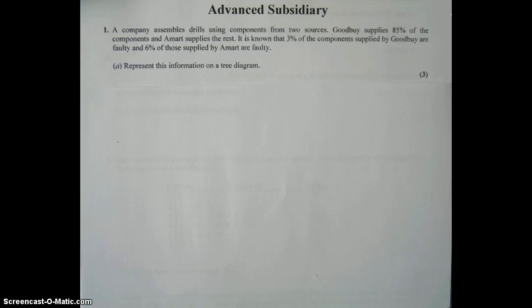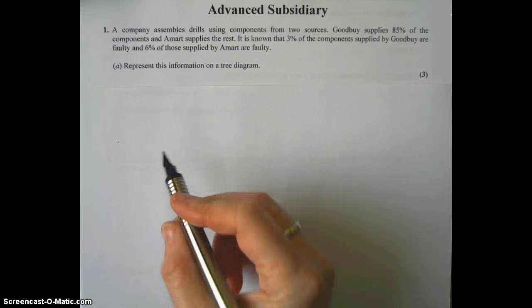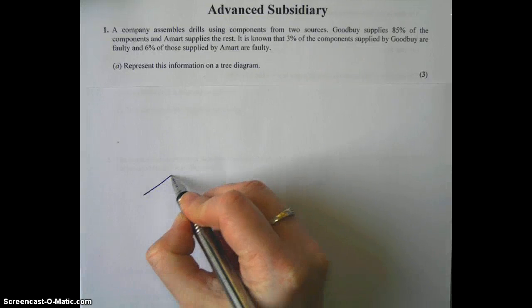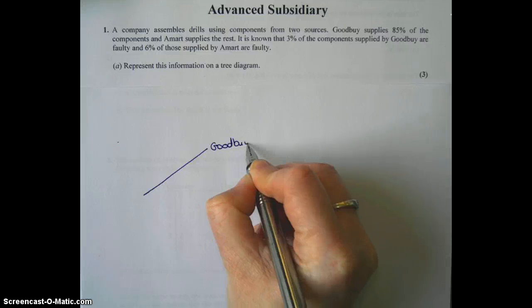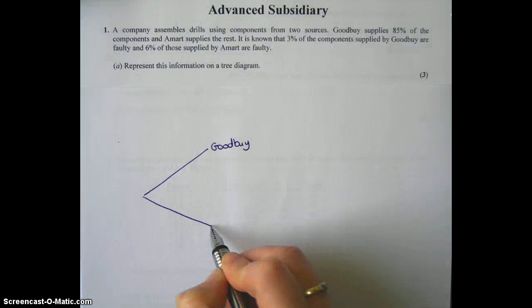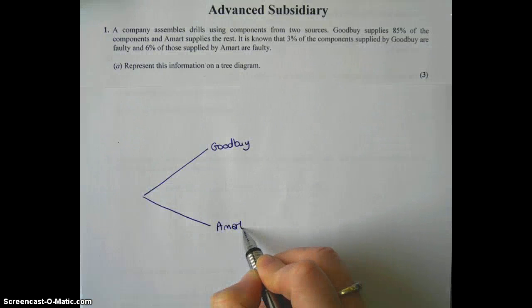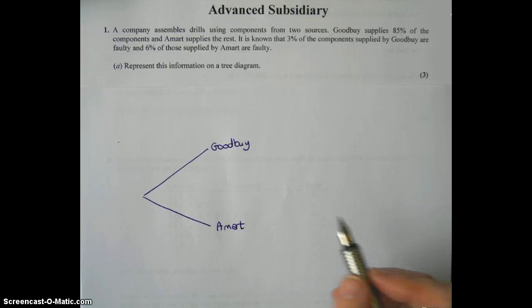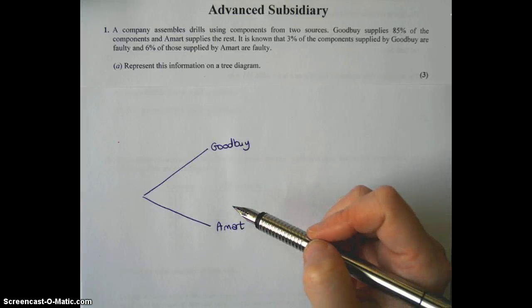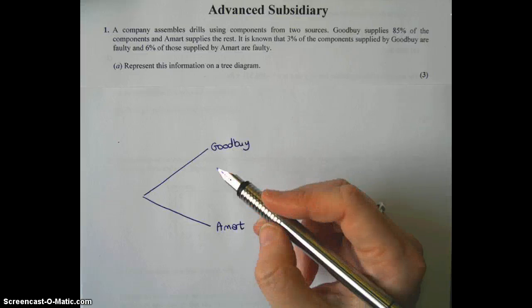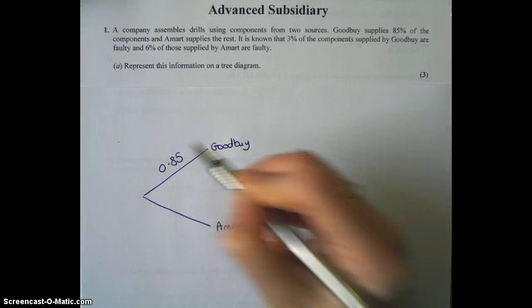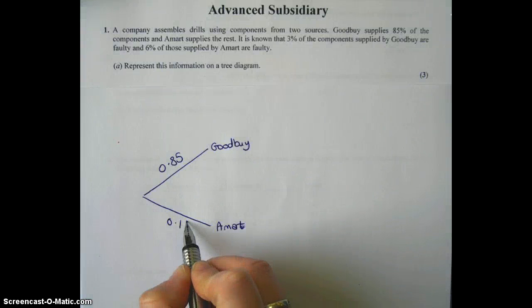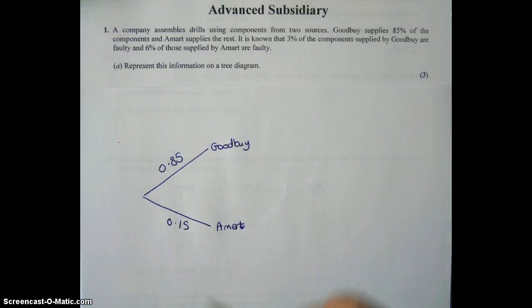So the first variable or choice we have is which company your parts come from. So they either come from Goodbye or they come from Amart. So your first tree is to say that's where they're coming from. Goodbye supplies 85%, so that's 0.85, and Amart the rest, that must be 0.15 or 15%.